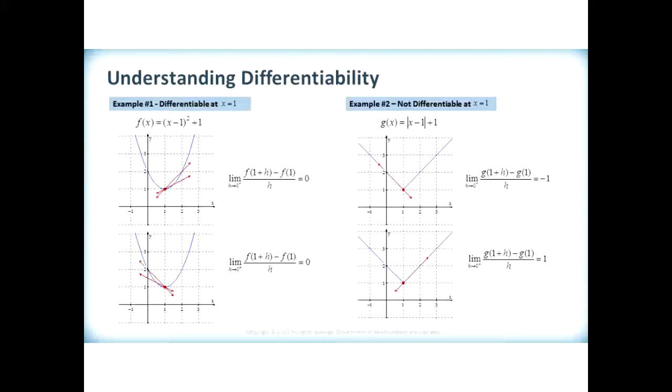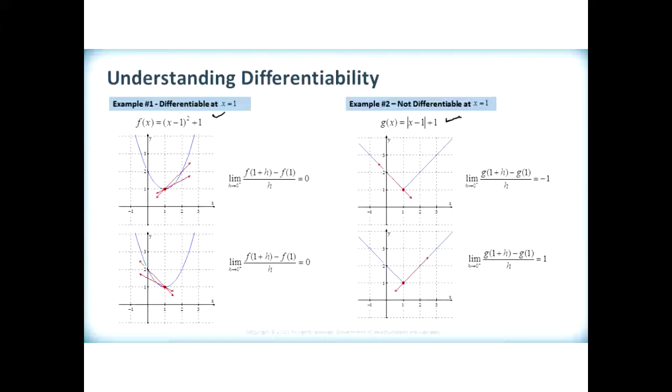All right, so let's see if we can understand why we would or wouldn't be able to differentiate a function or find its derivative. Let's look at two examples here, and we're going to look first of all at the function f of x equals (x minus 1) squared plus 1. That's your standard parabola, shifted over 1 and up 1. And we're also going to look at f of x equals the absolute value of x minus 1, plus 1. That's your regular old absolute value function, shifted over 1 and up 1 as well.